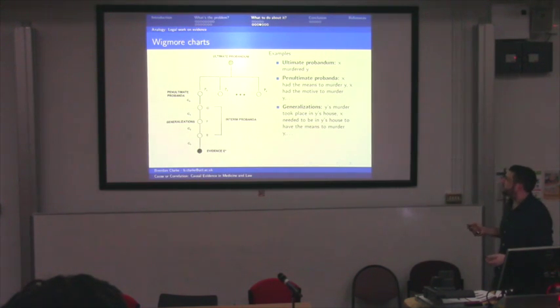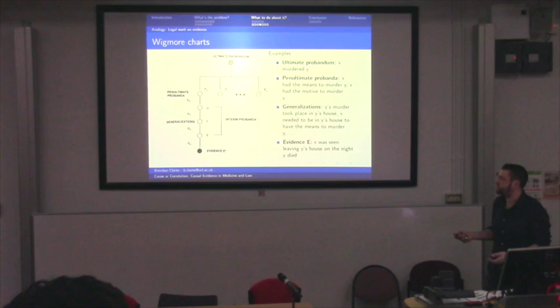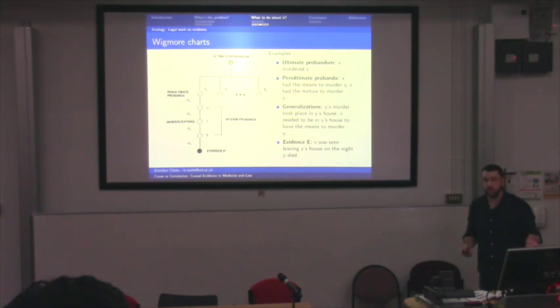So if you're trying to show that X murdered Y, and you're trying to show here that X had the means to murder Y, and your evidence is something like X was seen leaving Y's house after the murder, your generalizations are going to be something like you have to be near someone to murder them. You get seen coming out of houses. I mean, terribly straightforward generalizations, right? Nothing very complicated at all.